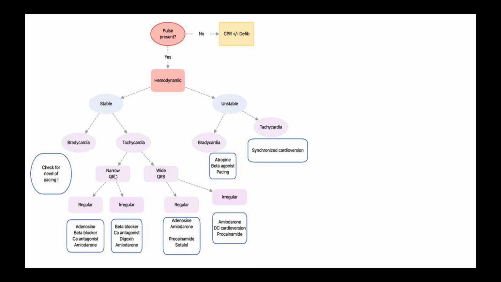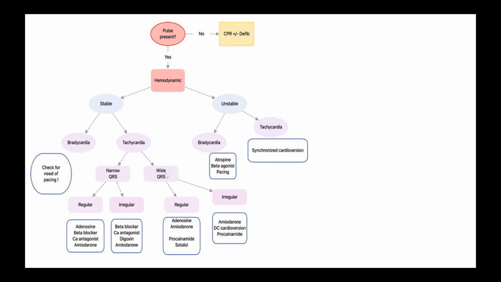On the contrary, in tachycardia, see whether it is a narrow QRS or a wide QRS from the ECG. If it is narrow QRS, see whether it is regular or irregular. If it is regular, go for adenosine, beta blocker, calcium antagonist or amiodarone. If it is irregular, then think of the other things except adenosine. So adenosine should be used only in regular narrow complex tachycardia. Whereas the other drugs like beta blockers, calcium channel blockers, and amiodarone can be used in both regular as well as irregular. So amiodarone is the safest drug which can be given in any form of tachycardia, whether it is regular or irregular.